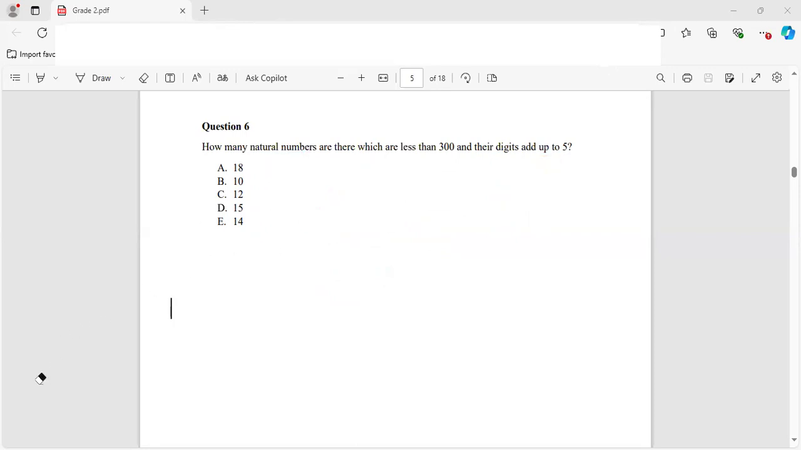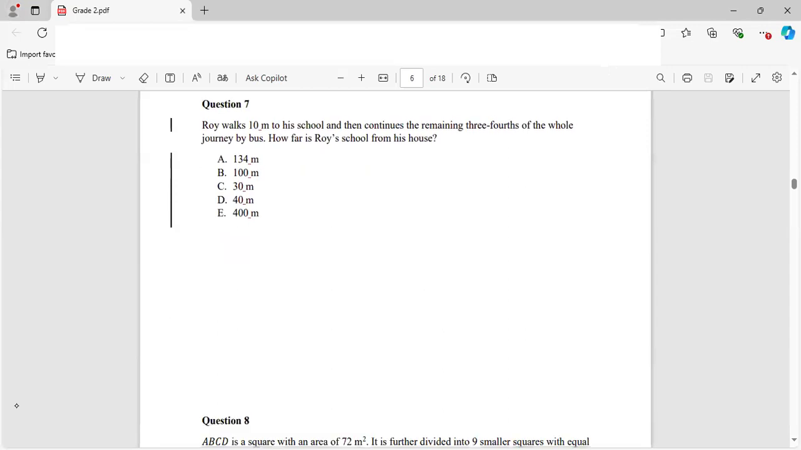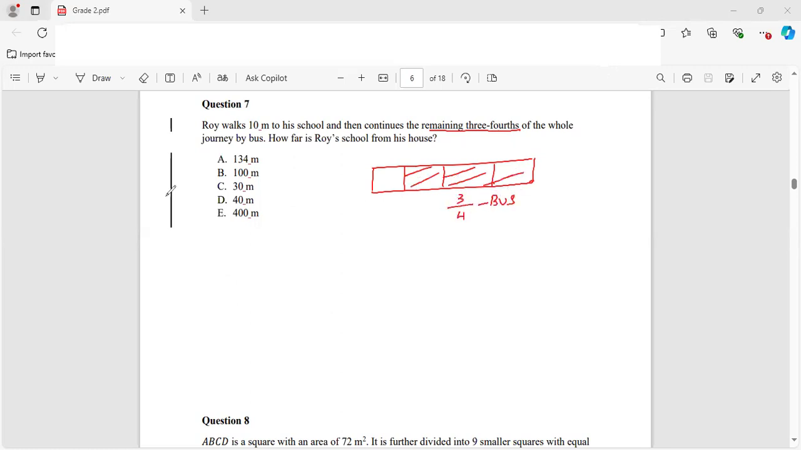Let's move on to question number 7. Roy walks 10 meters to his school and then continues the remaining 3/4 of the whole journey by bus. So 3/4 means what? Like one whole is divided into 4 parts and he's walked 10 meters and the remaining 3/4. So this is the remaining 3/4 of the journey he has taken by bus. So what does that mean? That 1/4 of the journey he had walked, which was 10 meters.